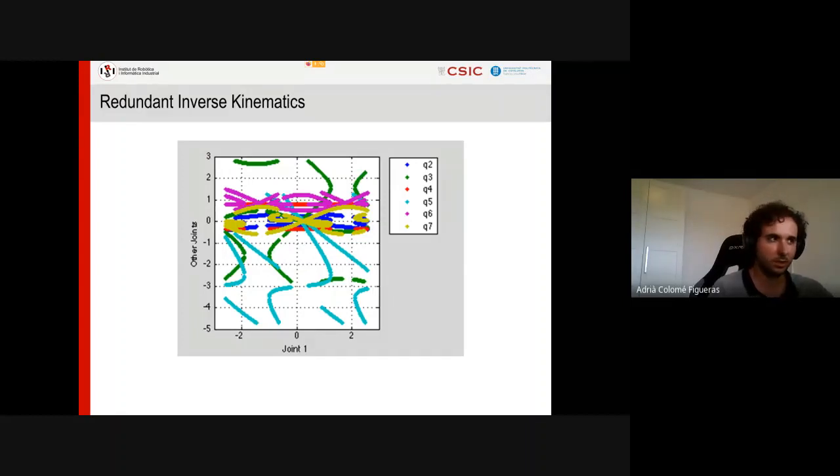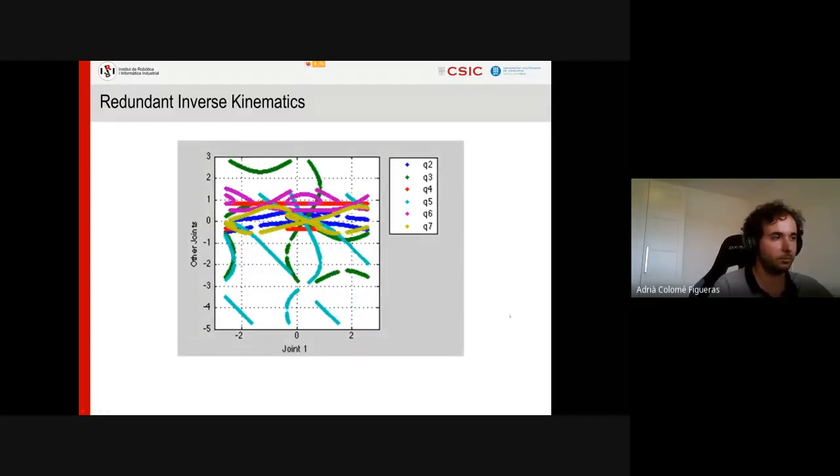And what we will see is that sometimes there are regions with different solutions that correspond, for example, to the elbow on this side or the elbow on the other side, and they are both valid solutions, but there's a large difference between them. And what happens is that sometimes these solutions are connected, but sometimes they disconnect. And when they disconnect, one of these solutions might drift away towards the joint limits and eventually disappear. And if we are using that solution, then suddenly the robot will not be able to go on with the trajectory.